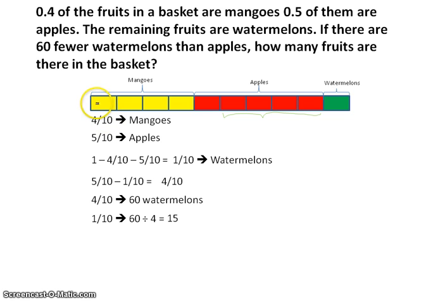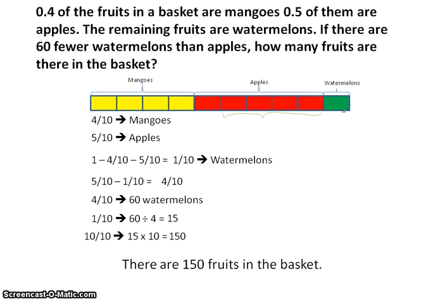So now we have 4 units of mangoes, 5 units of apples, and 1 unit of watermelons. In total there are 10 units. So we can use 15 multiplied by 10, which will give us 150. And therefore we can conclude that there are 150 fruits in the basket. Alright, let's go to the next question.